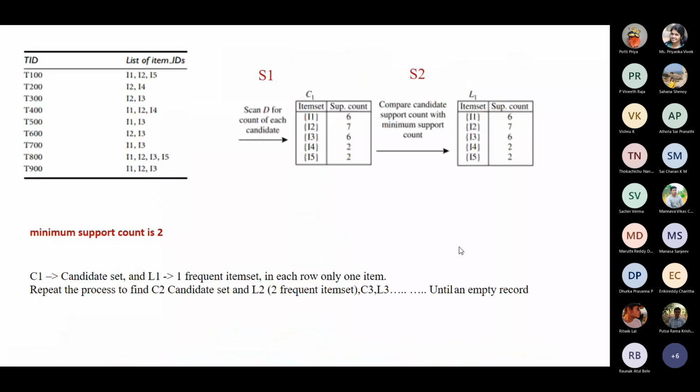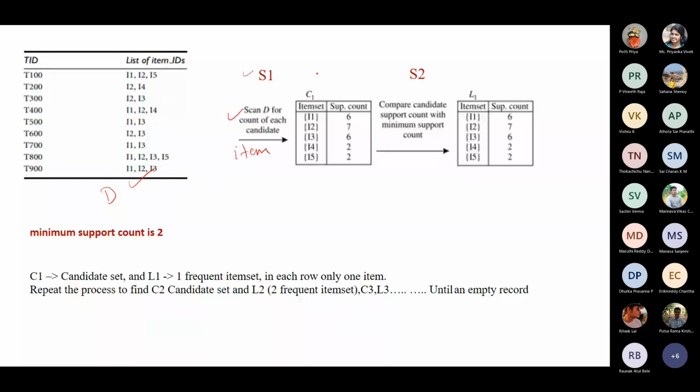Take the same table. What is the first step in the Apriori algorithm? First step is to scan the database D. This table is our D. Scan D for each candidate. What is a candidate here? Each item. Scan the database for the count of each candidate.